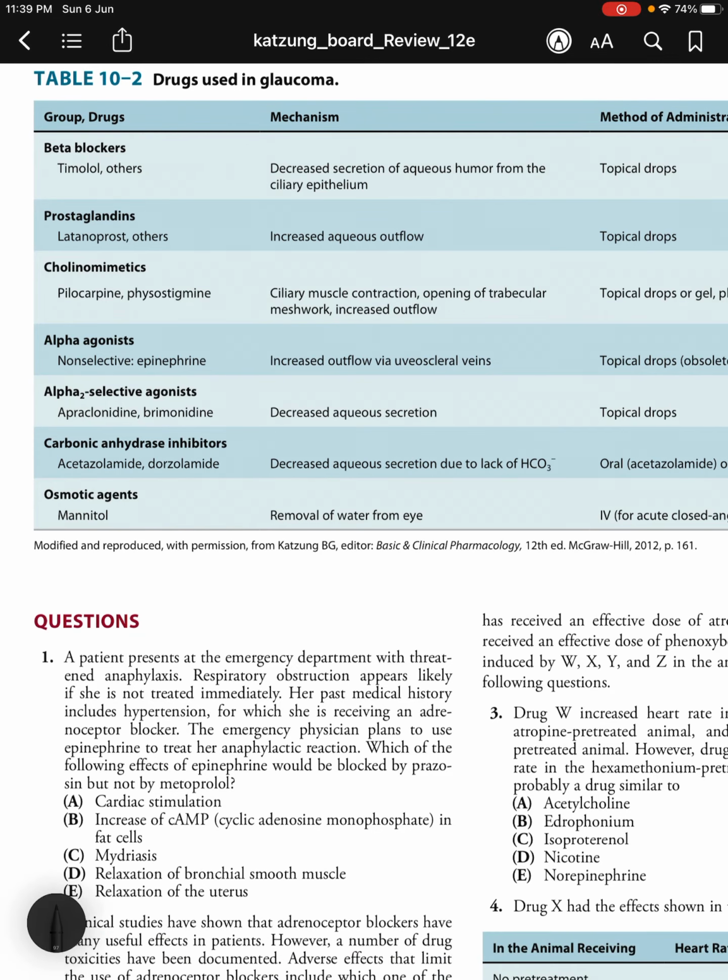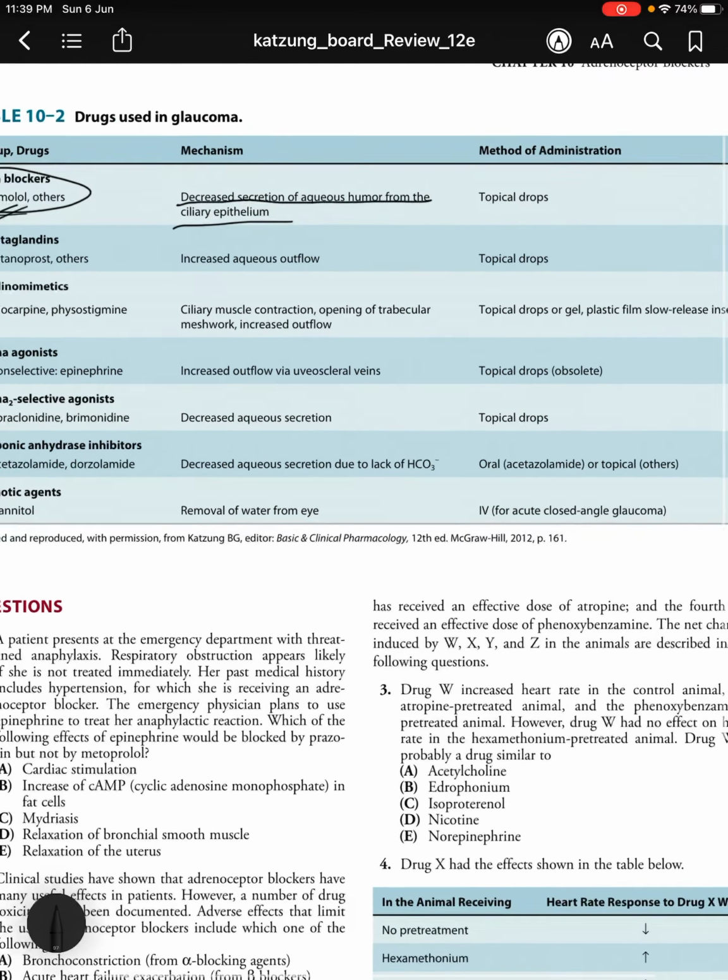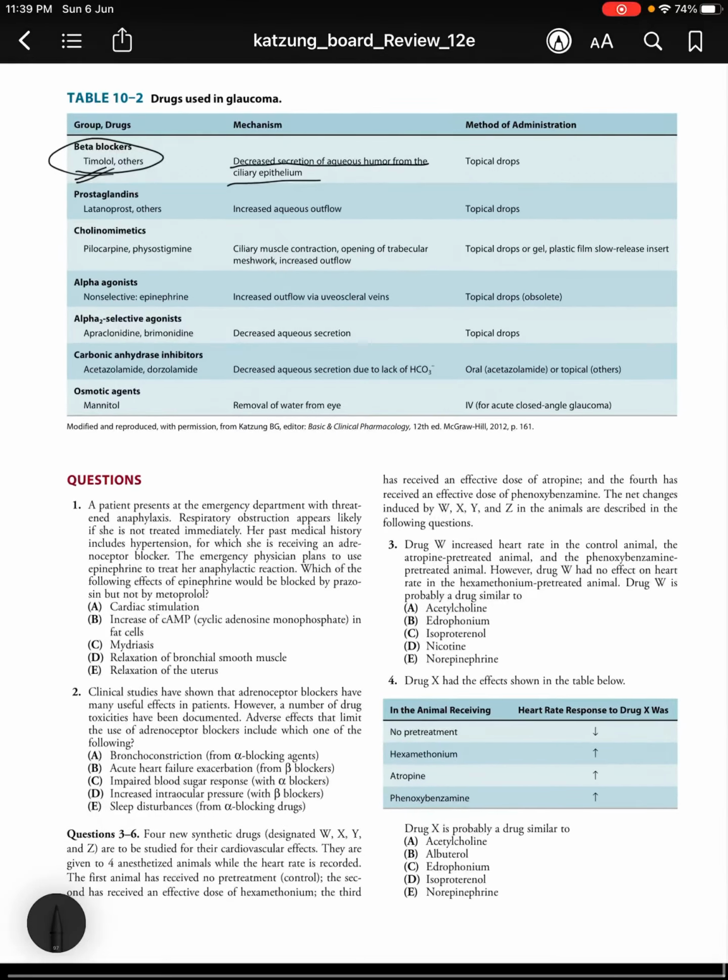And coming to drugs used in glaucoma, we have beta blockers such as timolol and others, and they lead to decreased secretion of aqueous humor from the ciliary epithelium. It is not a local anesthetic, so it won't prevent any reflexes that cause corneal ulceration. So timolol can be used in case of glaucoma. Most of these are topical drops.